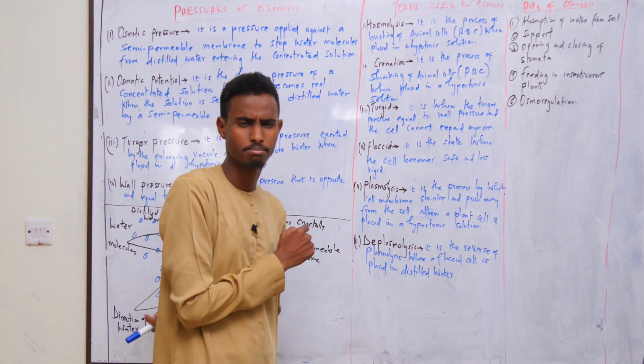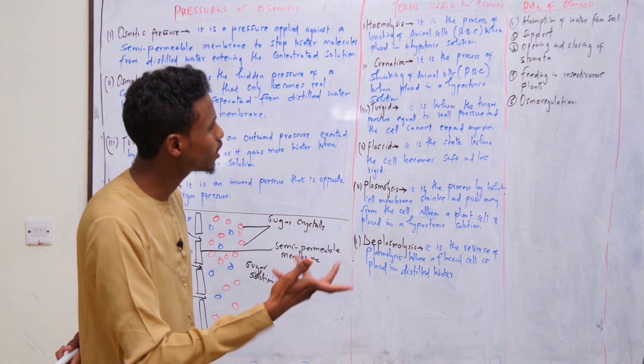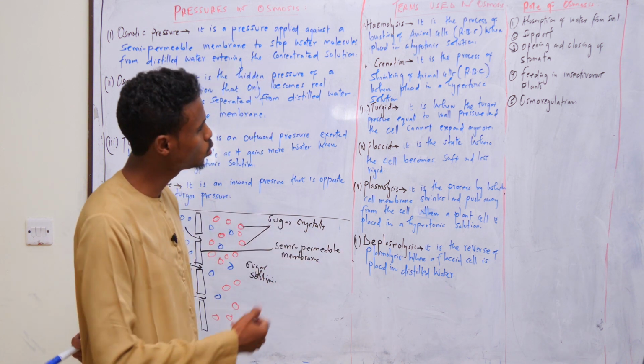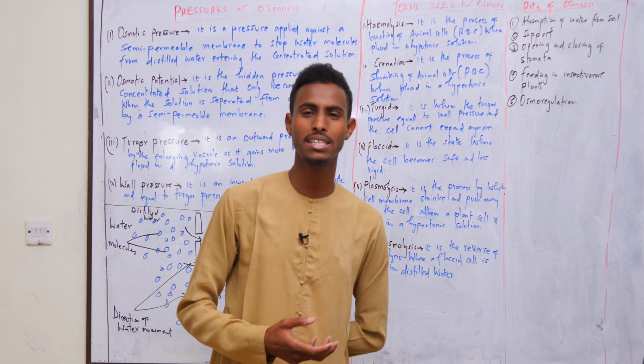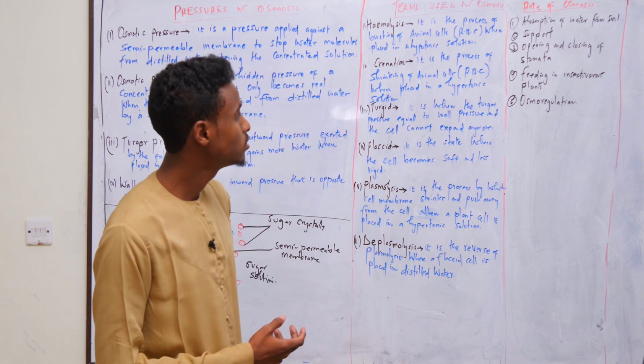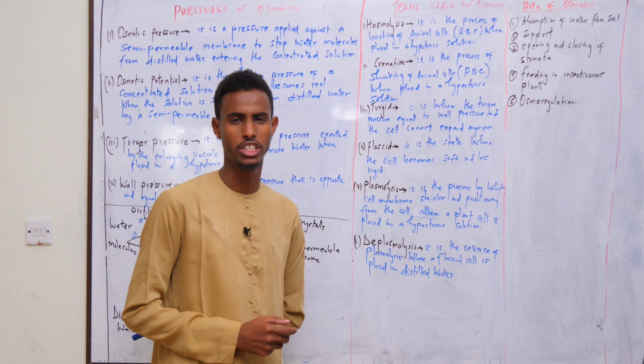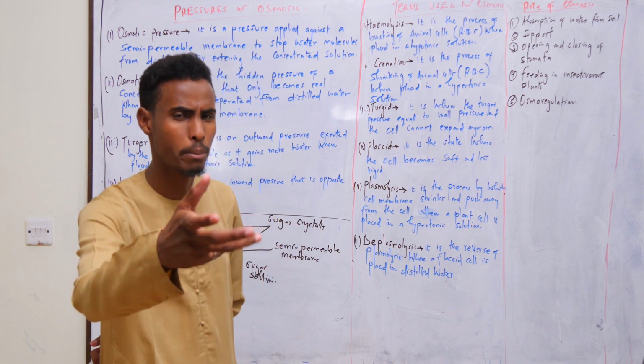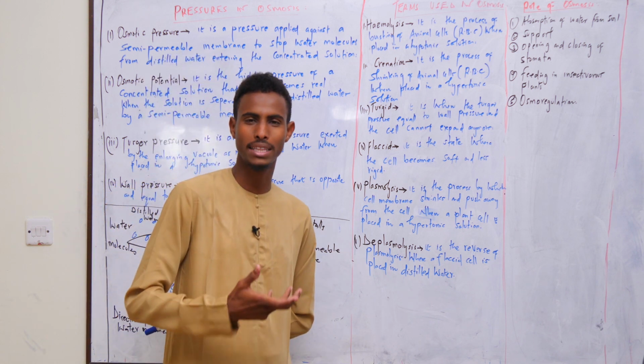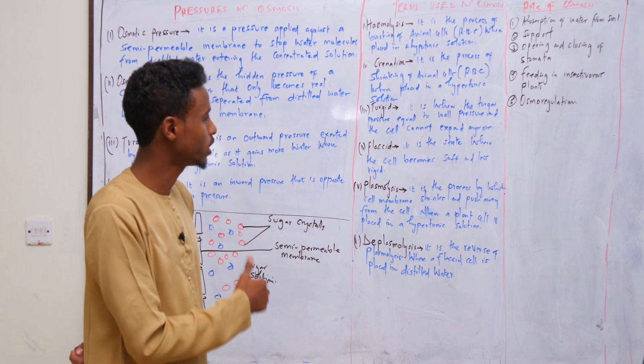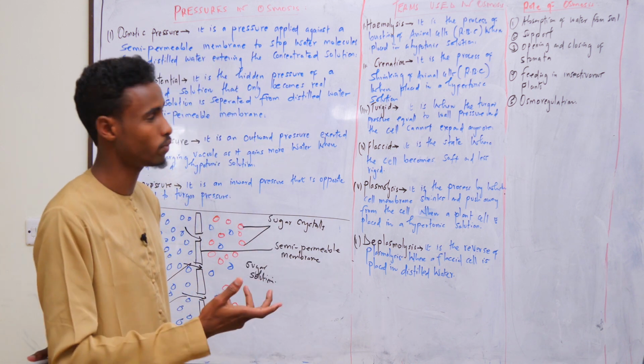Let's go to support. How can osmosis bring about support? We say when plant cells absorb water, they become firm and rigid. And when plant cells become firm and rigid, class, it means the plant has already gained support. Very good. Let's go to opening and closing of the stomata.